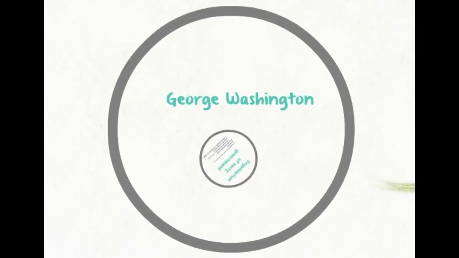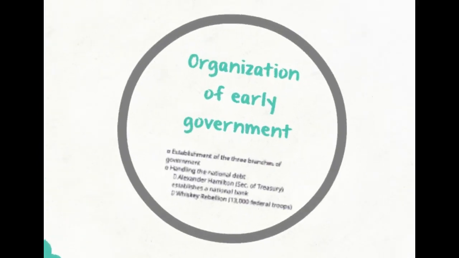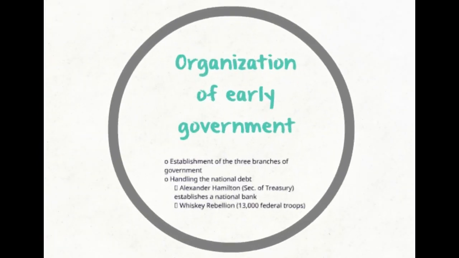Like I said, George Washington's primary conflict was dealing with the organization of the early government. So things that he dealt with would include establishing the three branches of government. The Constitution of the United States, which was signed in 1789, establishes the precedent that there should be three branches of government. But even after the Constitution is written and signed into law, we still have to work out quite a few of the details on how the three branches are going to work together.